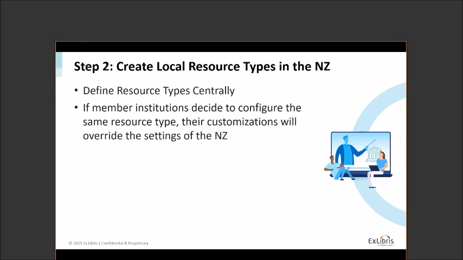These local resource types affect only institutional data that is created locally, not local records that are linked to the network zone record. And if a member institution decides to configure the same resource type, their customization will override the settings of the network zone.